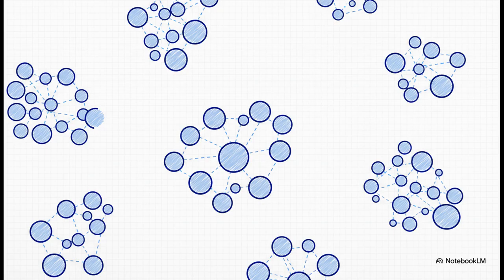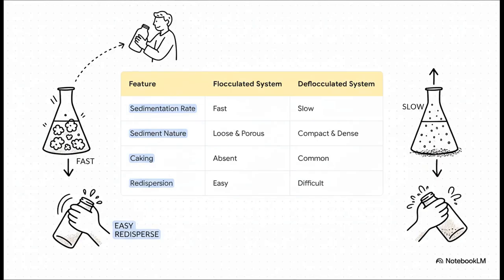The mechanism here is the total opposite of what we saw before. We intentionally dial down those repulsive forces between the particles. This allows weaker attractive forces to gently pull them into these loose, airy clumps. So instead of tightly packed sand, think more like loosely fallen snowflakes. They create this big, porous structure at the bottom that doesn't compact down and can be broken up in a second. This table just lays it all out so clearly.